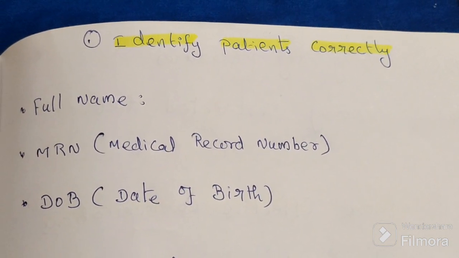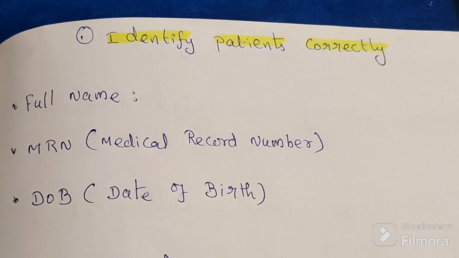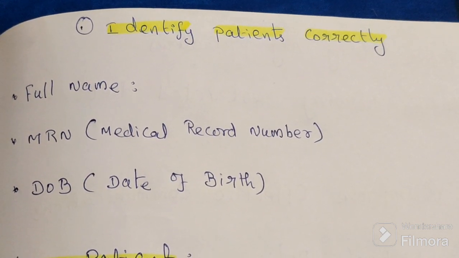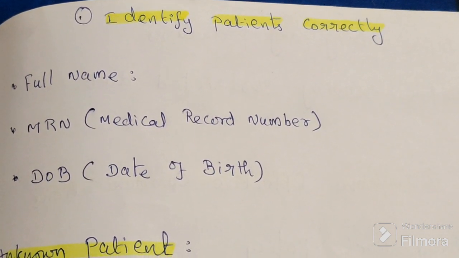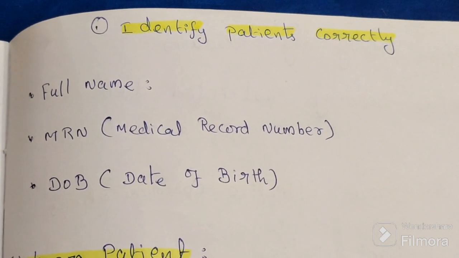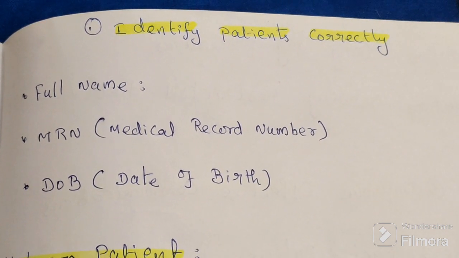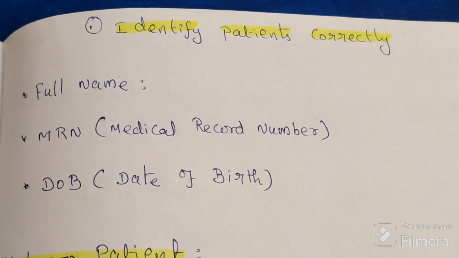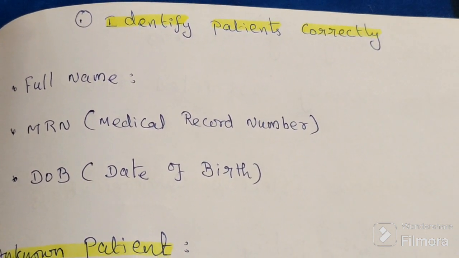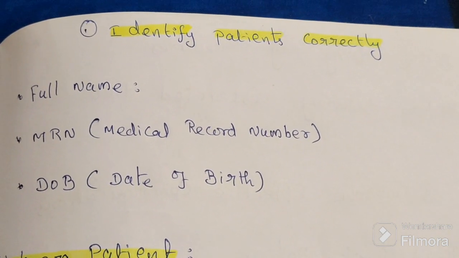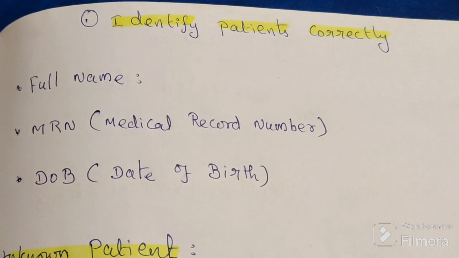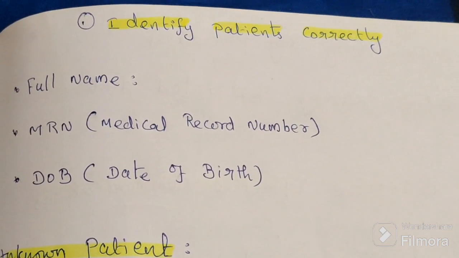How to identify? This varies from hospital to hospital. So, kindly stick to the policies and protocol of the hospital you are working in as a nurse. We can identify the patient by full name, then MRN, medical record number, then date of birth.